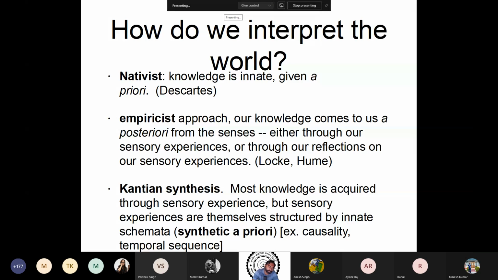What do you think? Does this make sense, or is it kind of crazy to think that we have all the knowledge that we need, or at least a large part of what we need, a priori? A priori means we don't have to learn it. We are basically born with it.